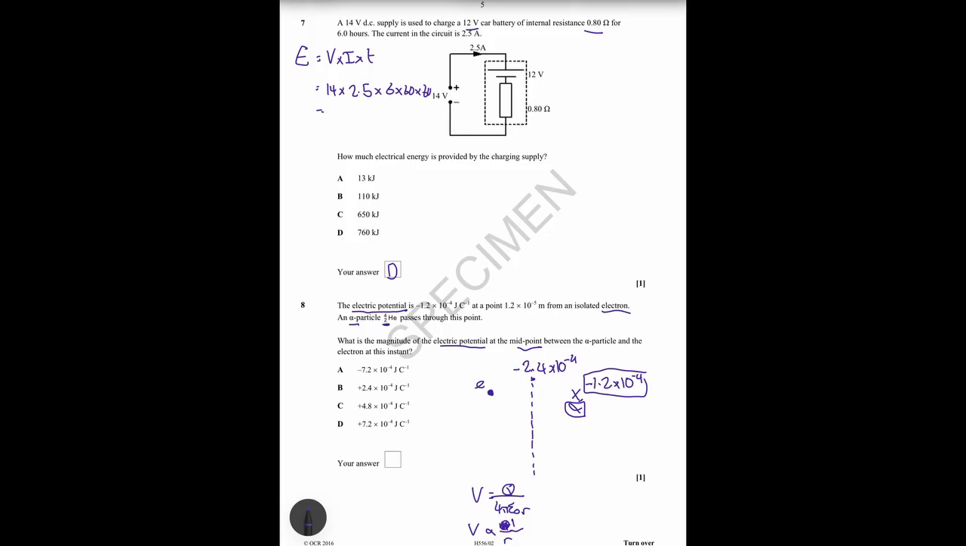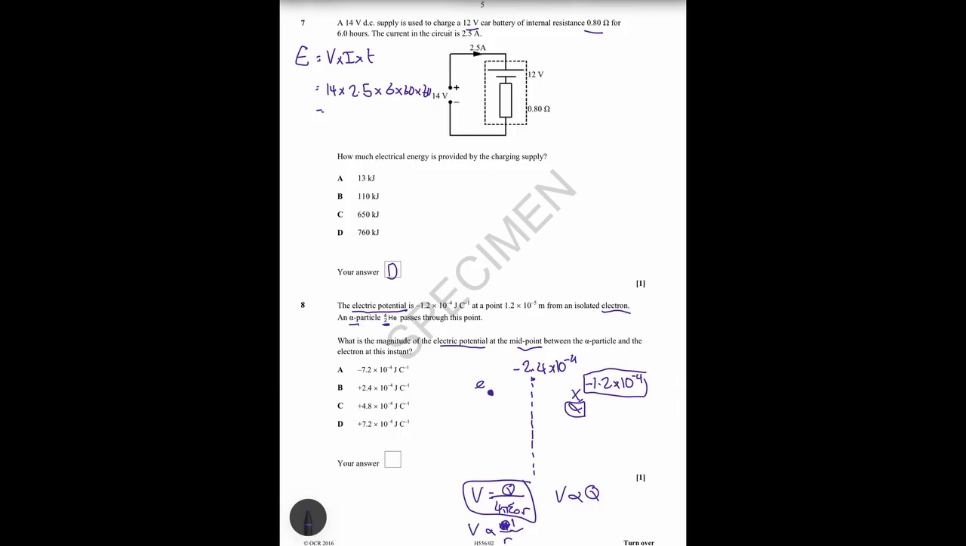So what do I know about an alpha particle? Well, firstly, if it's the midpoint between the two things, I know that the distance is going to be the same. So if the distance is going to be the same, I can just go back to this formula over here and take out R, as R is going to be a constant. So I'm going to say V is going to be proportional to Q. Now, what do I know about the charge on an alpha particle compared to the charge on an electron? Well, firstly it's going to be positive, and secondly it's twice as much in terms of magnitude.